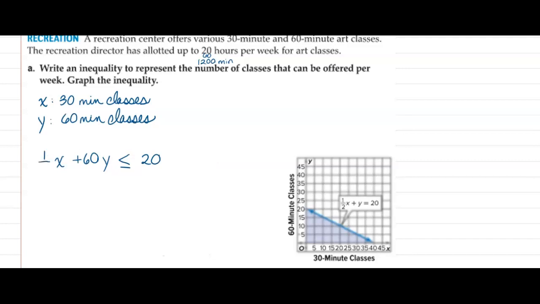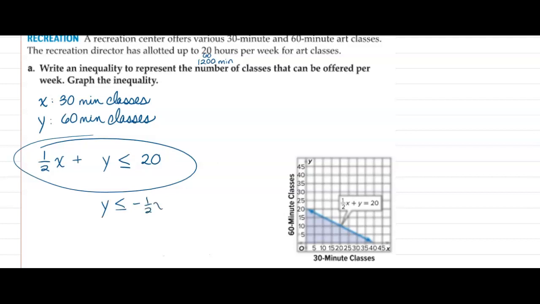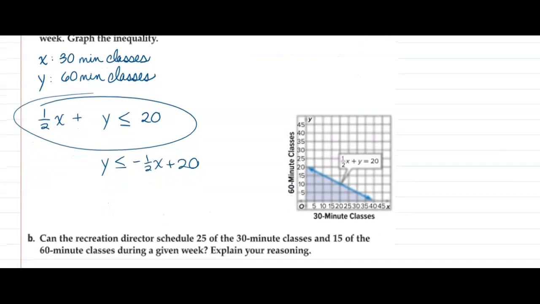30 minutes is a half of an hour. 60 minutes is 1 hour. This looks much easier to graph. In fact, all we have to do is move half x to the right side of the inequality. We would begin at 20, and we go down 1, right 2, down 1, right 2. It is a solid line because it is less than or equal to, and we shade under the line.